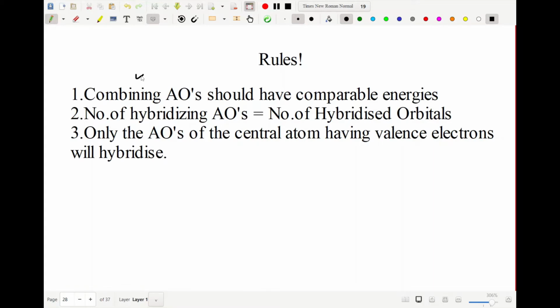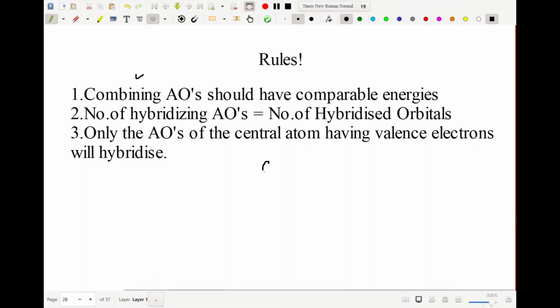Second rule is the number of hybridizing orbitals must be equal to the number of hybridized orbitals. So of course, if two orbitals are participating, we must be getting two hybridized orbitals. If three are participating, we must be getting three hybridized orbitals. And I think that's quite simple. The third one is that only the atomic orbitals of the central atom having valence electrons will hybridize.